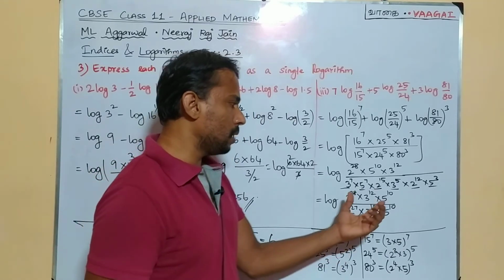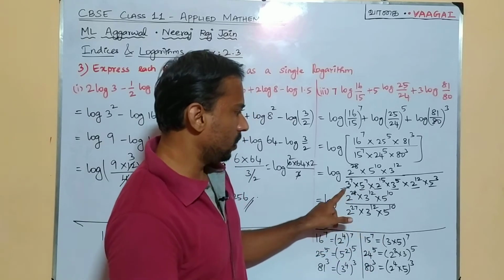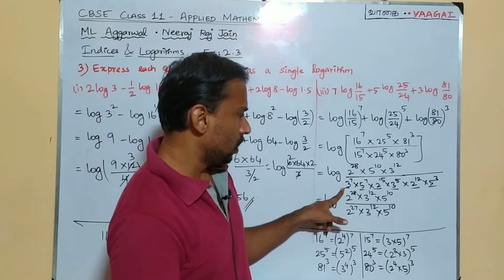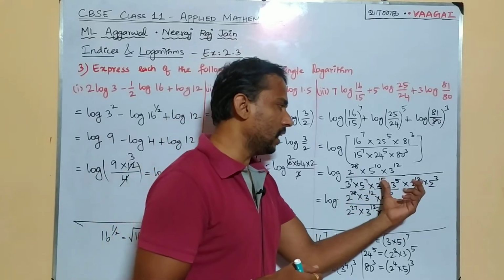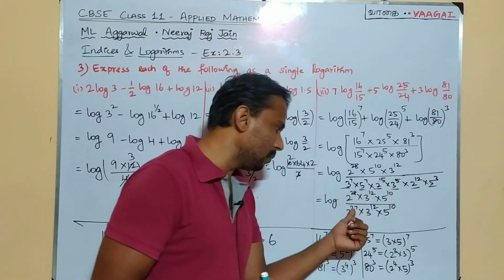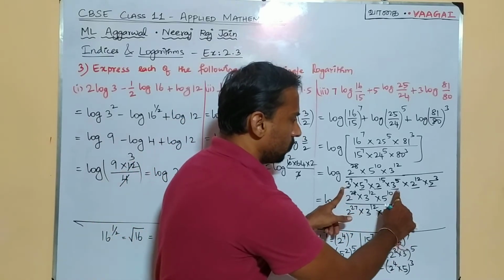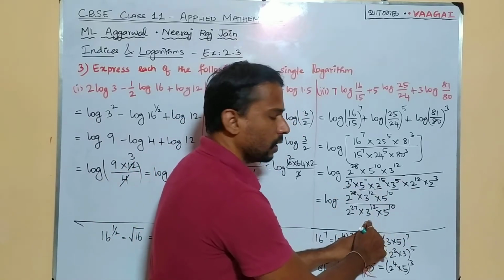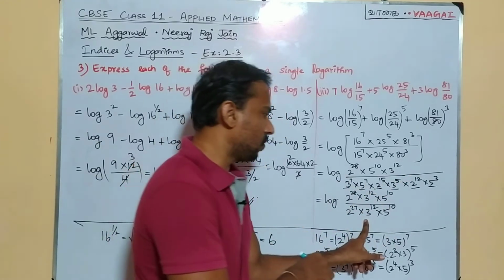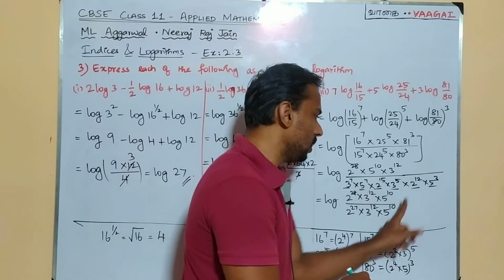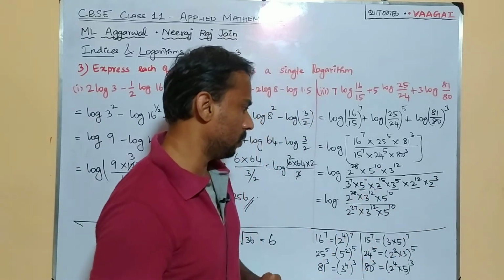So take all the like bases with the different powers. I started with 2: 2 power 15 into 2 power 12. I added those two powers, 15 plus 12, that gave me 2 power 27. Next, 3's power, I took 3 power 7, 3 power 5. Those two powers I added, 7 plus 5, that gave me 3 power 12. And last, 5's powers, 5 power 7, 5 power 3, I added 7 plus 3, that gave me 5 power 10. Okay, this is going to be the step.